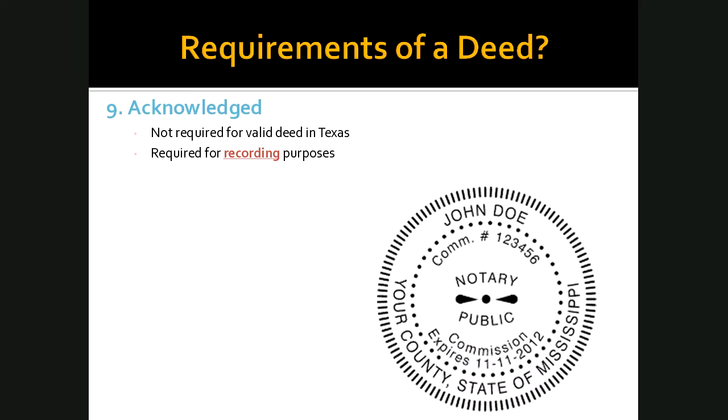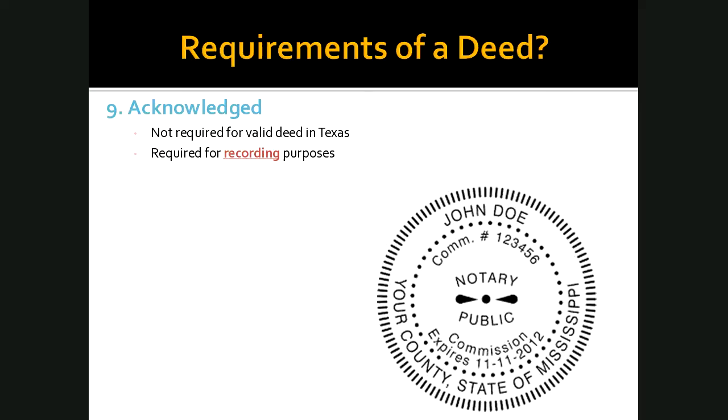So I'm going to take a step back to the acknowledgement part. So we said it wasn't required to have a valid deed in Texas, right? So you can have the grantee and the grantor not have a notarized deed, but it's still valid between those two parties. But problems could arise when we get into third parties getting involved. And that's why we require acknowledgement for recording, to help clear up some of those problems.